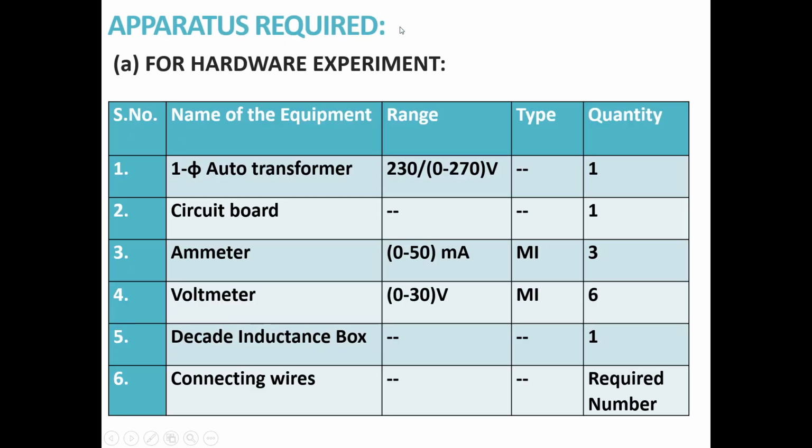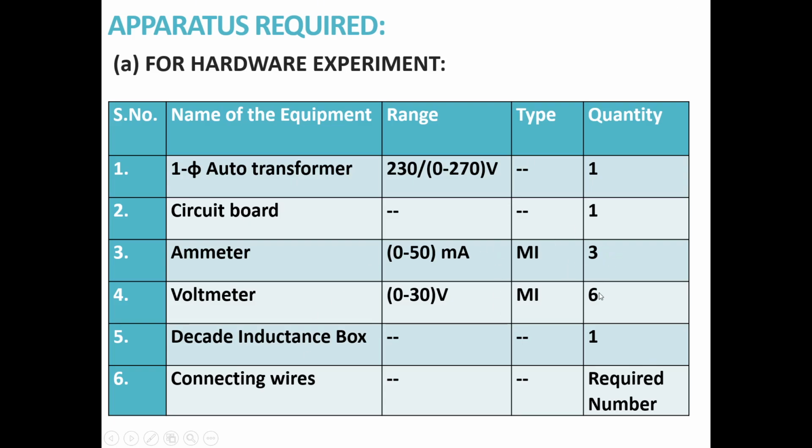Let us see the apparatus required. For doing the hardware experiment, the apparatus required are a single phase auto transformer whose range is 230 V by 0 to 270 volts, quantity 1. We need a circuit board, quantity 1. We need an ammeter of 0 to 50 milliamperes, moving iron type, that is MI type, and the number of ammeters required to do this experiment is 3.